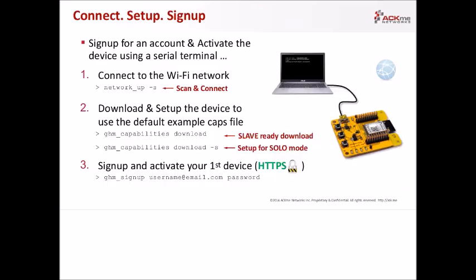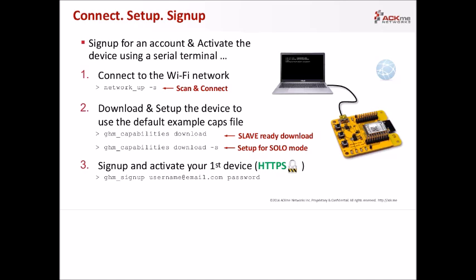Okay, so here are the steps to get you connected. Really, the first thing, you've got to get the device onto the network. Obviously you need to connect to your Wi-Fi network, or it's not on any network at all. So we have the Y-Connect command called network up, and the -S option there causes the device to scan for Wi-Fi networks in range, and then it gives you a list of those networks. You pick an access point from the list, type in your password, bang, it's connected.